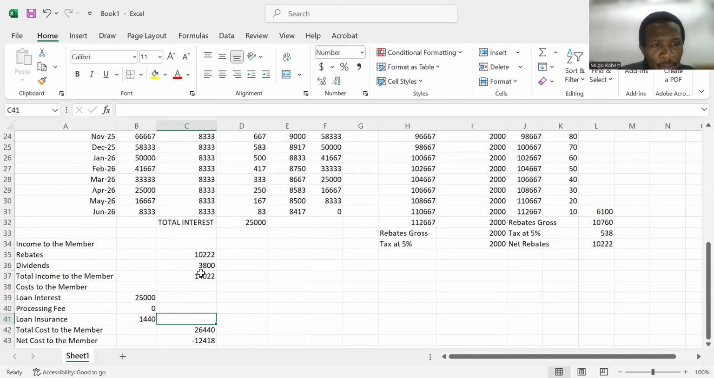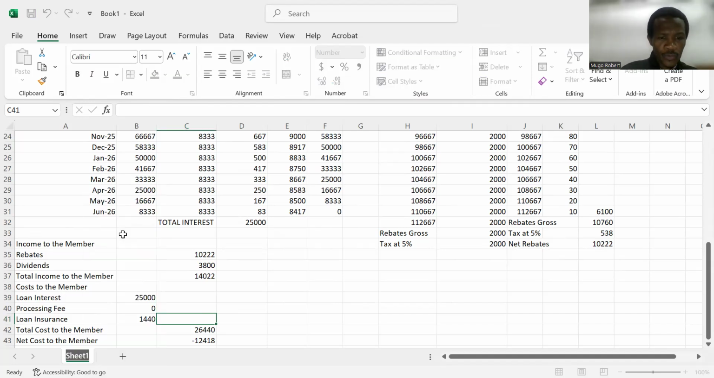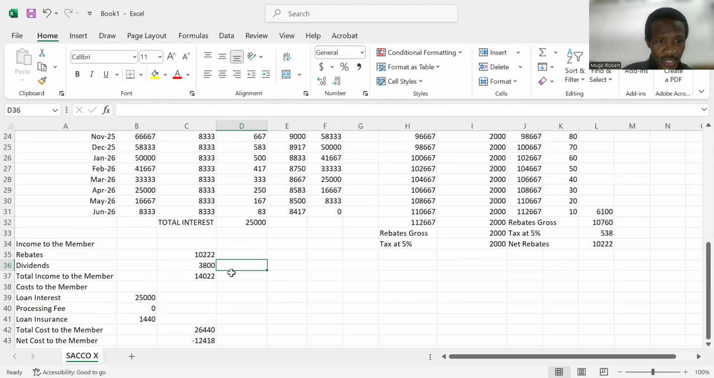Now, the member got an income of 14,022, incurred an expense of 26,440. So the net cost to the member who has taken a loan from Sacco X is 12,418. Allow me to call this sheet Sacco X. Remember, I've told you I am giving real figures. These are real figures for 2 Saccos.